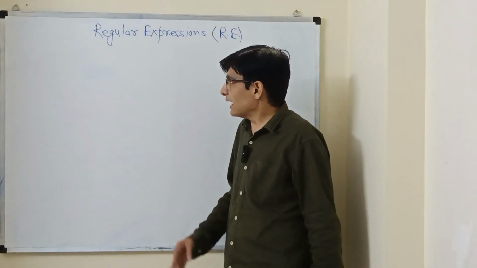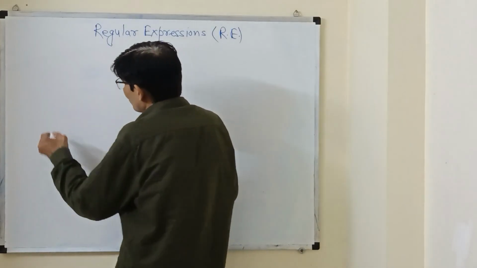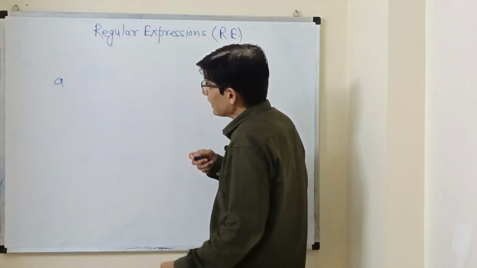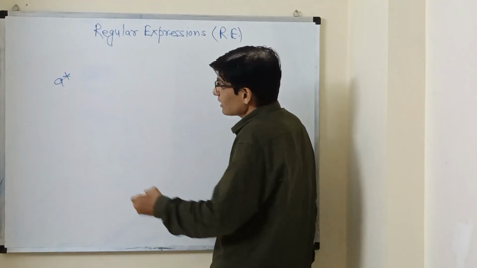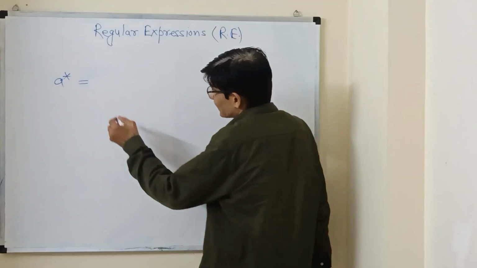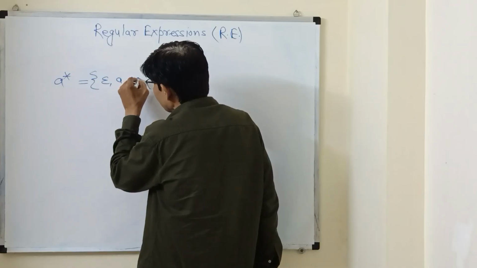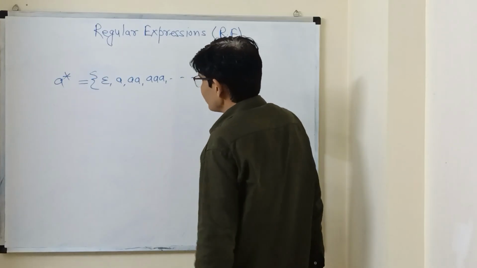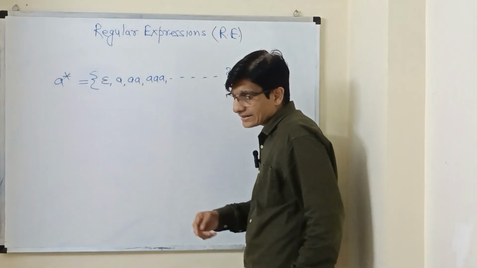Suppose one symbol is there, a, and I can use it with asterisk. So a asterisk is the clean closure of a. It represents basically epsilon, a, then aa, then aaa, then any number of a's simultaneously, right? So this is representing one infinite set.